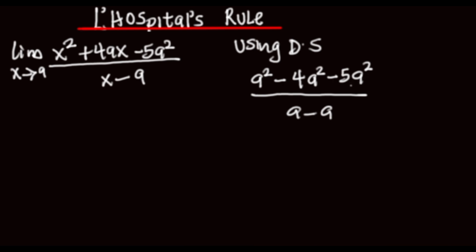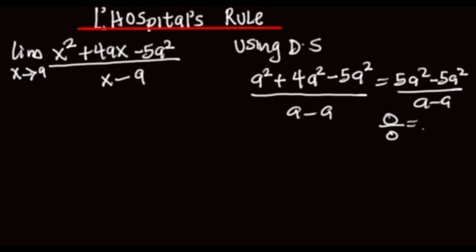This is basically what I want you guys to take note of. This is actually plus, rather. So this is going to give us 5a squared minus 5a squared, divided by a minus a, and that's basically 0 divided by 0. So in that case, the limit of this function is undefined using the direct substitution method.